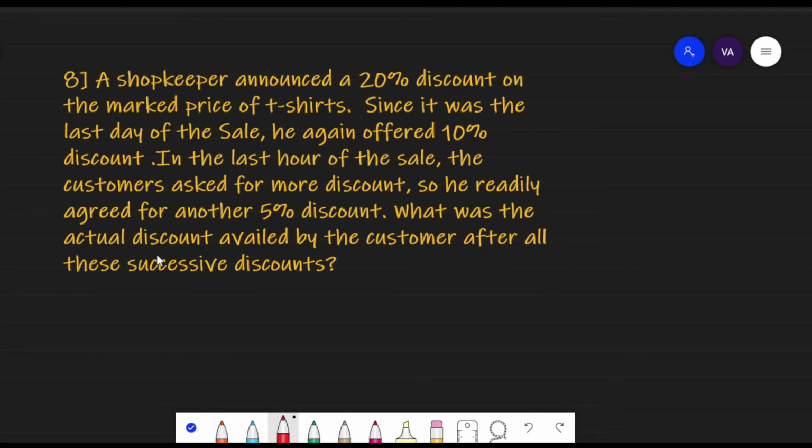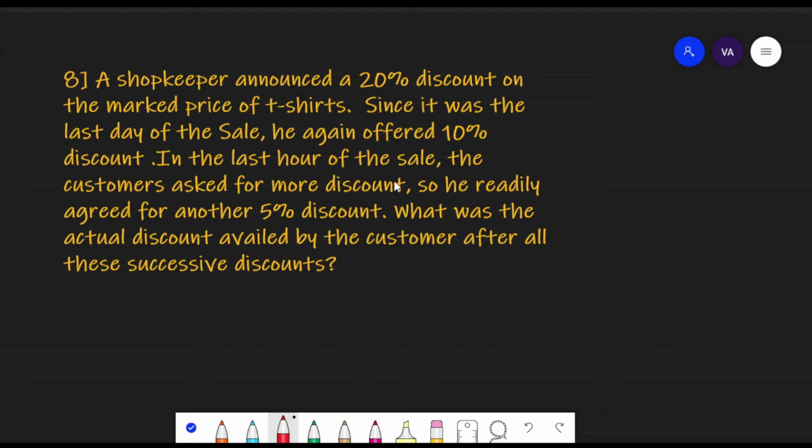Okay, this is the last question we will be dealing, and it is related to successive discounts. A shopkeeper announced a 20% discount on the marked price of t-shirts. Since it was the last day of the sale, he again offered 10% discount. In the last hour of the sale, the customers asked for more discount, so he readily agreed for another 5% discount. What was the actual discount upheld by the customer after all these successive discounts?